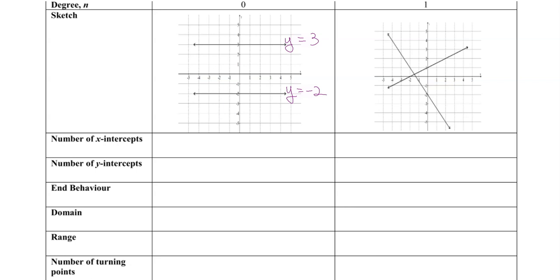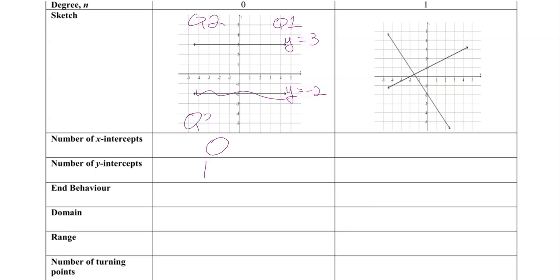How many X intercepts does this line have? How many times does it go through the x-axis? 0. How many y intercepts? 0. Just one line. How many times does this cross the y-axis? Once.